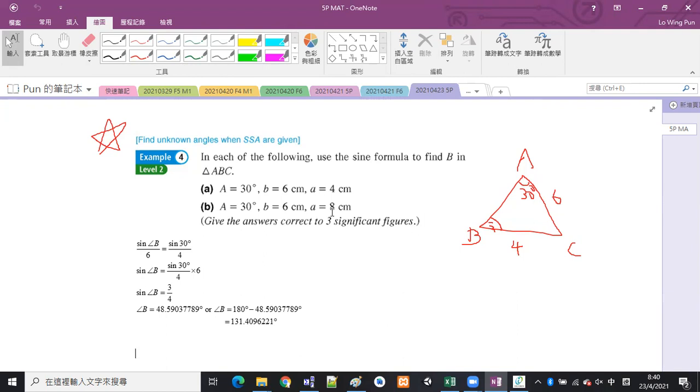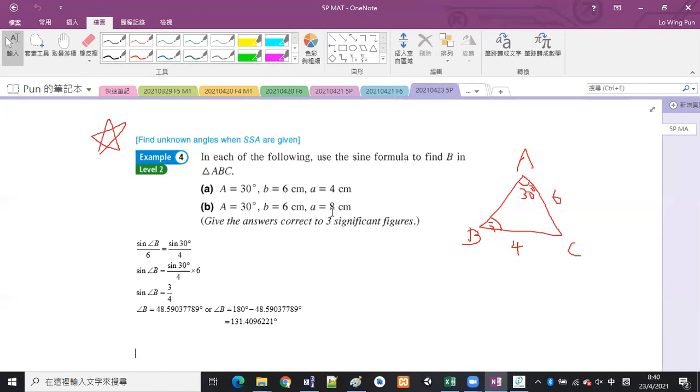Okay, good. So remember, when you use sine formula to find angle, you always consider the number from the calculator and 180 degrees minus that number. Okay, and then you need to check whether the larger angle plus the given angle is larger than 180 or not. Okay, if it is larger than 180, then you just reject that angle.